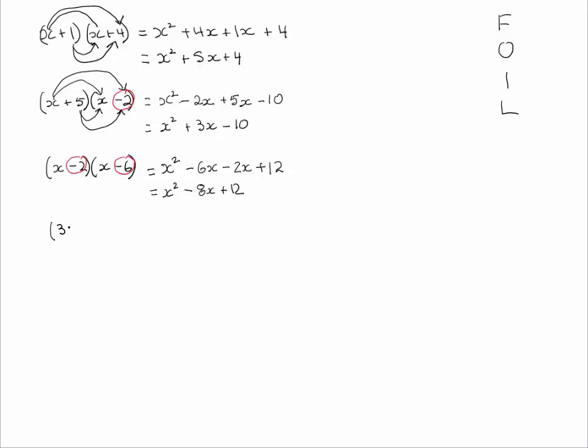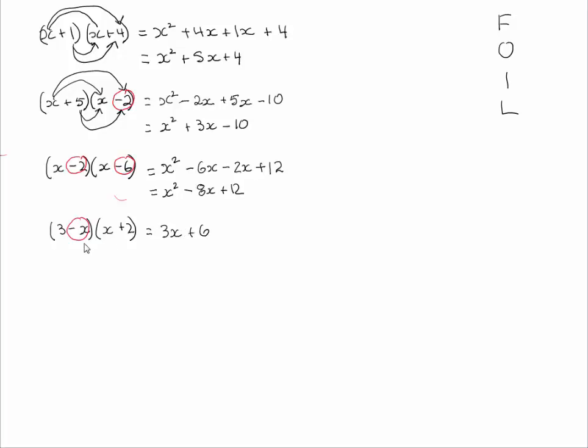Sometimes the expression you have has the negative before the x, so let's have a look at what happens then. We still do first, outside, inside, last. We're going to highlight our negative, so the negative this time is belonging to the x. First, 3 times x is 3x. Outside, 3 times 2 is 6.